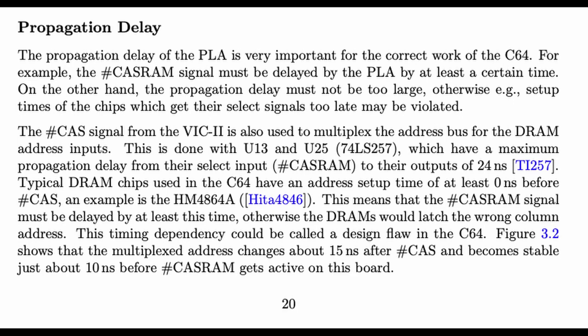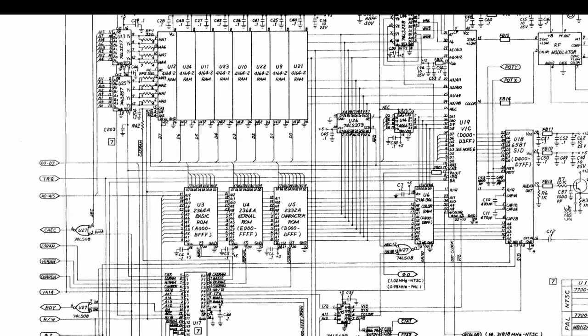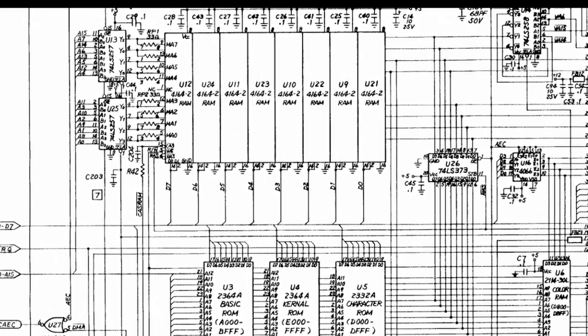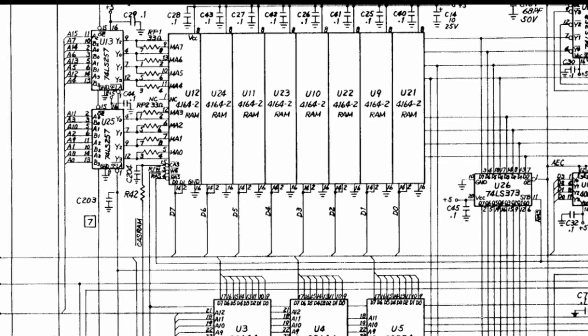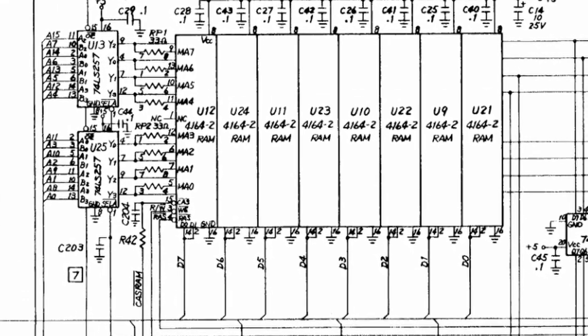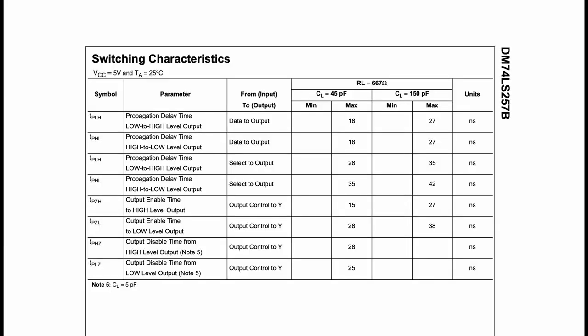On page 20, there is a mention that the CAS RAM signal must be delayed by the PLA by at least a certain time, as the CAS signal from the VIC-2 is also used to multiplex the address bus for the DRAM address inputs. This is done with U13 and U25, which have a maximum propagation delay from their select inputs, which is CAS RAM, to the outputs of 24 nanoseconds.